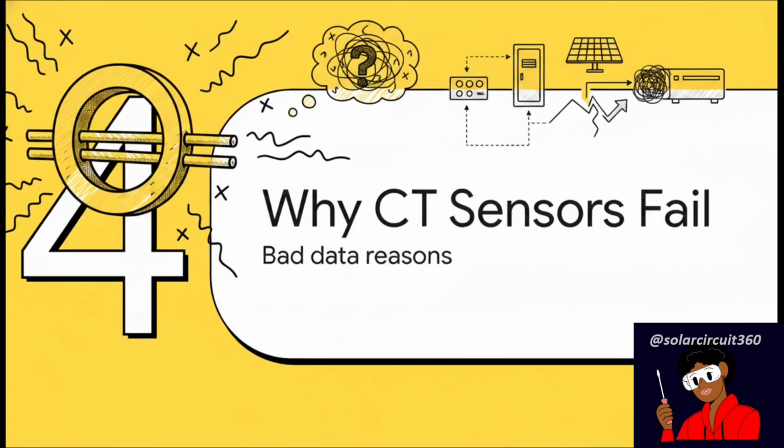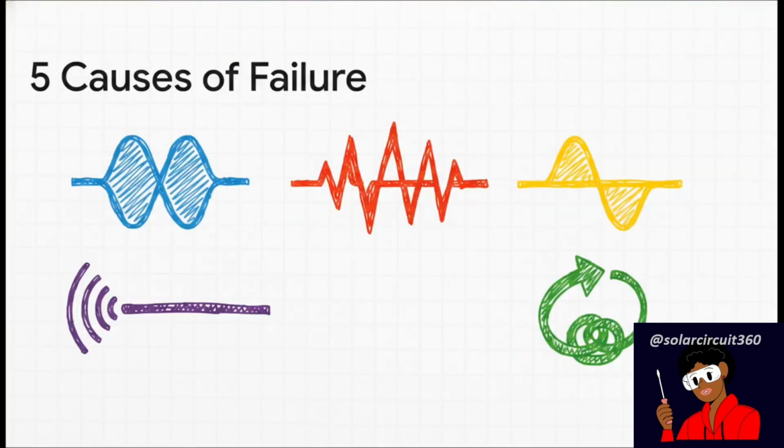Moving on to Section 4. Why CT sensors fail. 5 reasons your inverter is getting bad data. So here is your mental checklist. There are basically 5 distinct phenomena that make your CT sensor lie to your inverter. Number 1, phase misalignment. If the voltage reference and CT current waveform aren't perfectly synced in time, the inverter gets the math wrong. Number 2, harmonic distortion. Like we just talked about, those nonlinear loads warp the current wave.